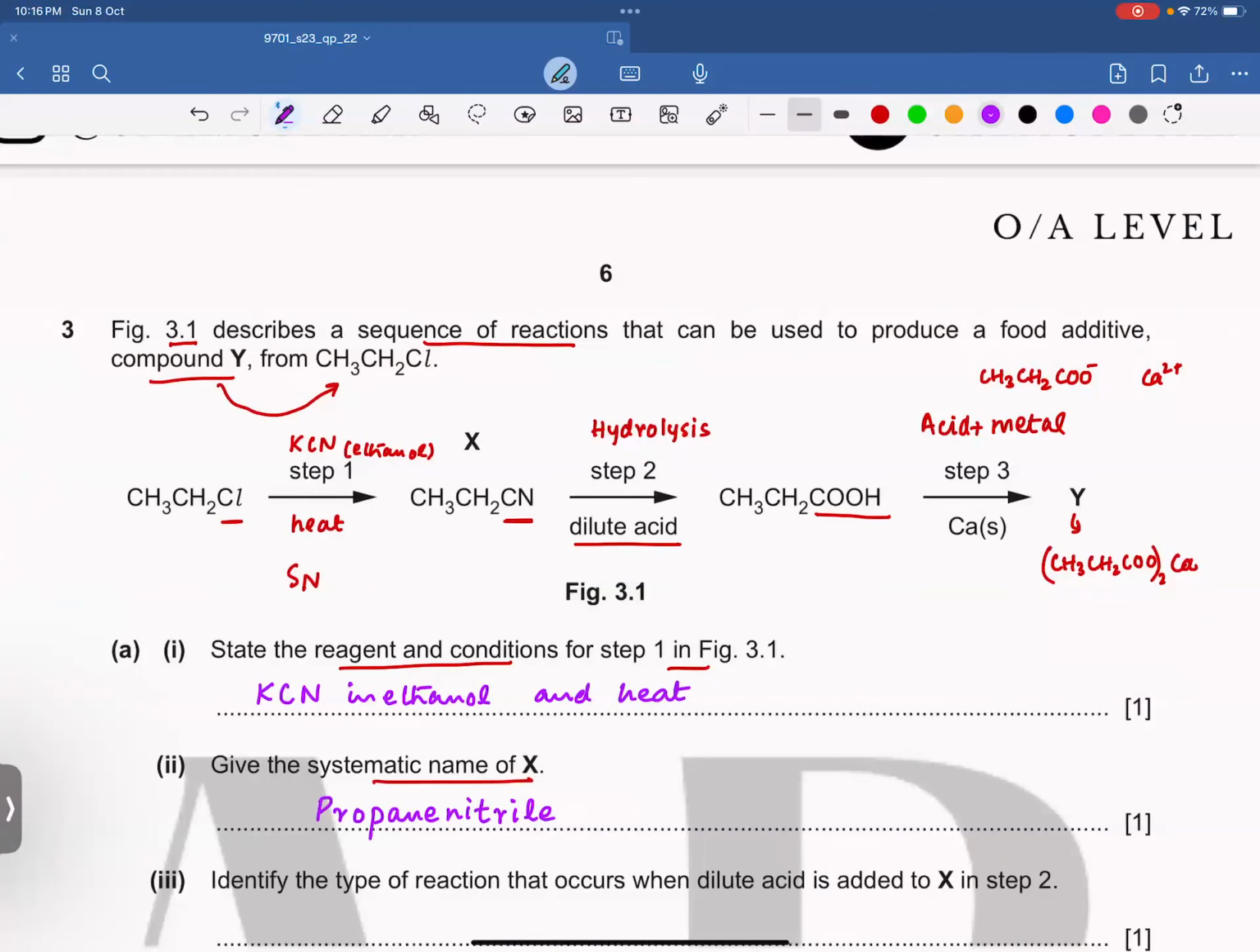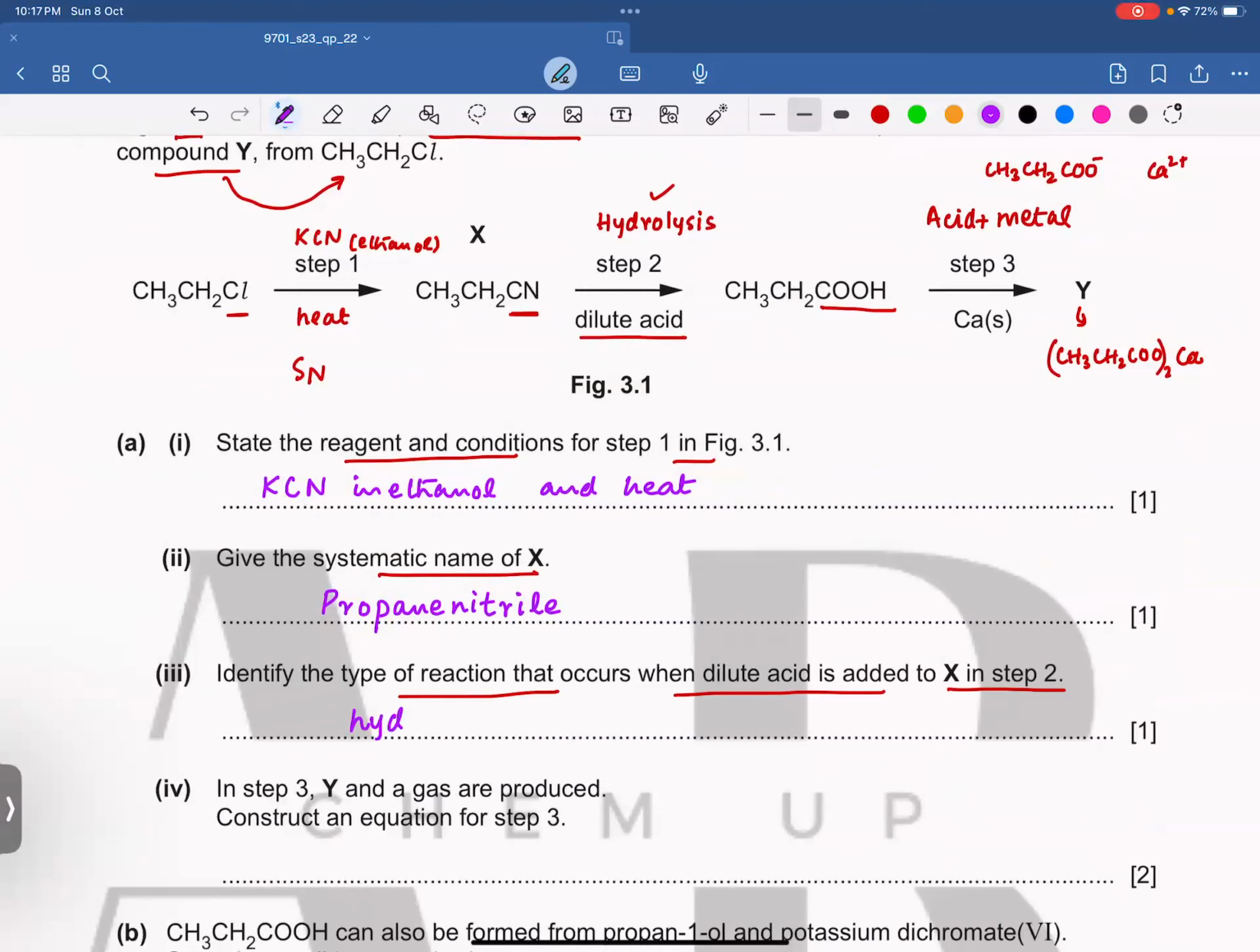Now, identify the type of reaction that occurs when dilute acid is added to X in step 2. We have already identified the type of reaction. It is hydrolysis. More specifically, we can call it acidic hydrolysis because the reaction takes place by adding an acid. Is this clear? Okay, sir. Yes, sir.